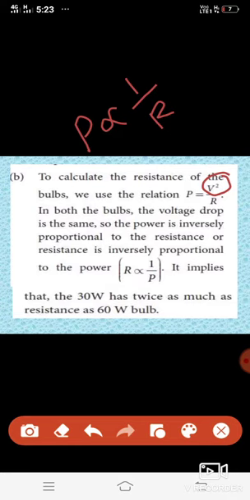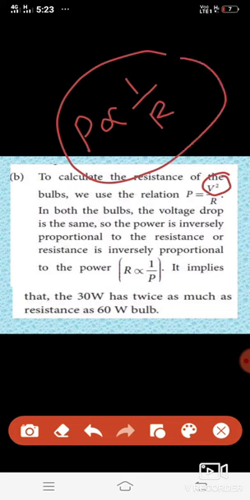So which bulb has the highest resistance? The bulb with greater power has low resistance. The bulb with low power has greater resistance, from this formula. So the 30 watt bulb has greater resistance than the 60 watt bulb.